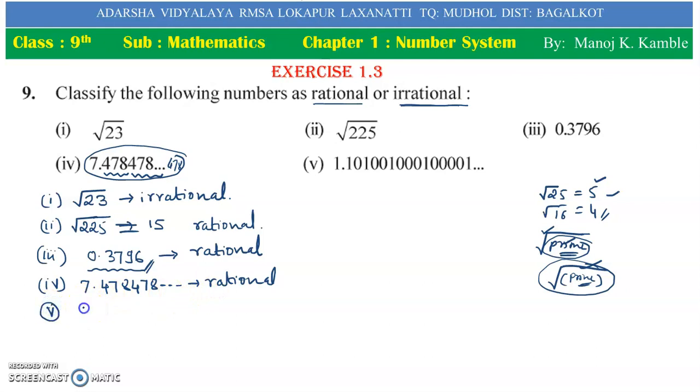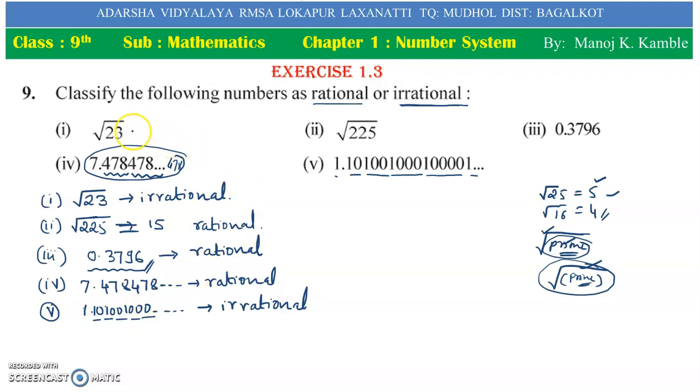Roman 5. Here check 1.10 100 1000, with zeros increasing each time, so it continues. So this becomes an irrational number. Why? Because the decimal expansion is non-terminating and non-recurring, which means there is no repetition in the decimal expansion.